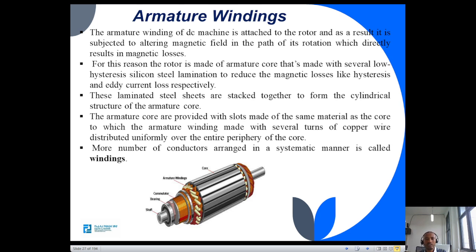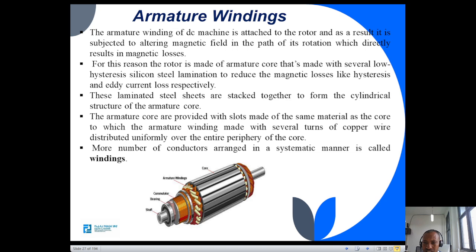As you know, the armature winding of a DC machine is attached to the rotor, and as a result it is subjected to the alternating magnetic field in the path of its rotation, which directly results in magnetic losses. When you see the physical structure of our DC machine, the rotating part is inside the stator. The stator is the area where the magnetic field is induced. So our armature is going to rotate inside this magnetic field, and it will be exposed to magnetic losses.